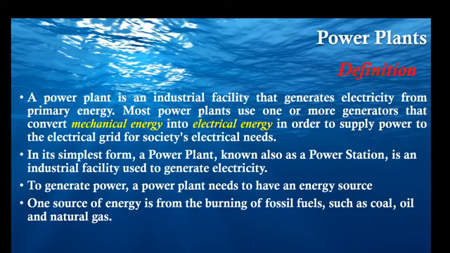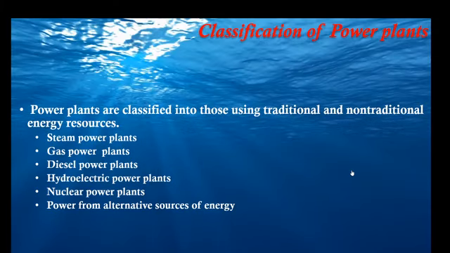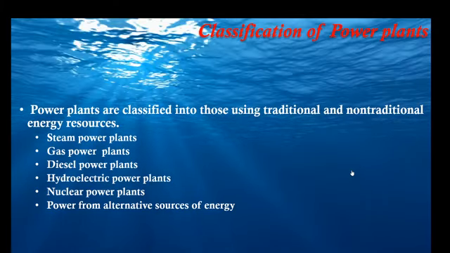So in detail we can learn about the individual classifications of power plants, mainly classified as steam power plants, gas power plants, diesel power plants, hydroelectric power plants, and nuclear power plants. These are the main five categories of classification of power plants using traditional and non-traditional energy resources available in nature. Next we are going to study the first topic, steam turbine power plants.